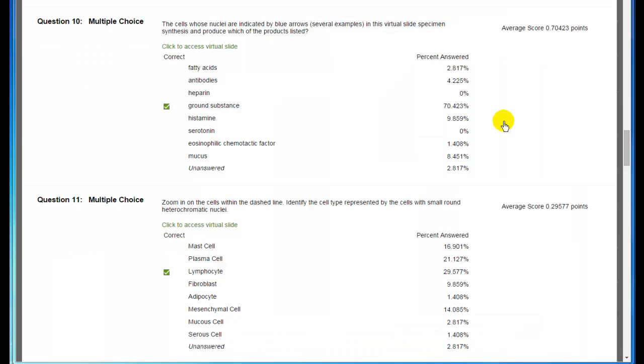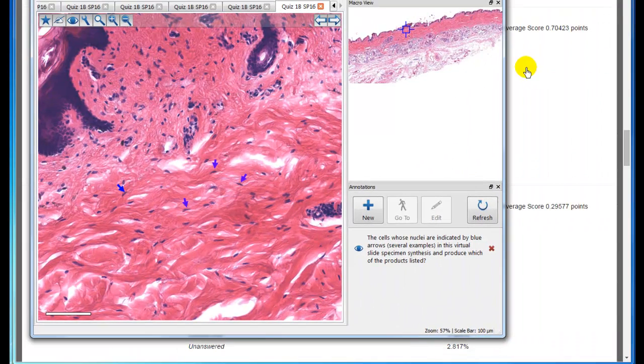Question 10 asks you to recognize certain cells, and you're asked what they produce. So the specimen, again, was a specimen of skin. Here is the thin epidermis up here, the dermis, and then the hypodermis, or the panniculus adiposus, where you will find glands and connective tissue. But the location is right here, and here you have it.